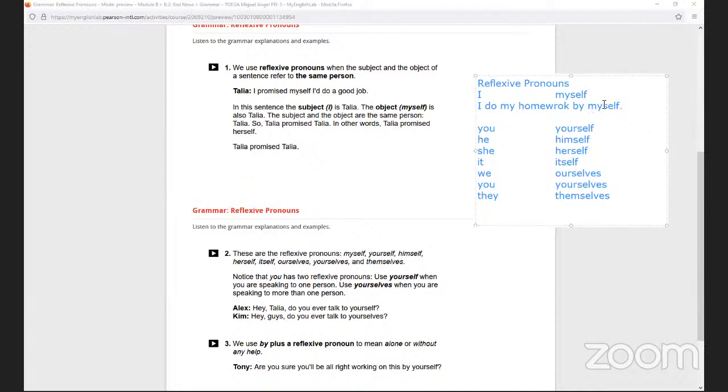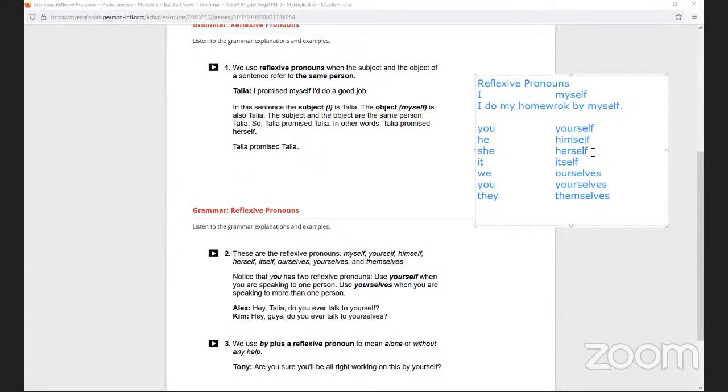So this grammar is like a redundancy, when we talk about the same person. In this case, me, and I am saying that this action was done by me, by myself. All these reflexive pronouns are going to be focused on the same subject. So you always are going to work with yourself, he always with himself, she always with herself, okay?